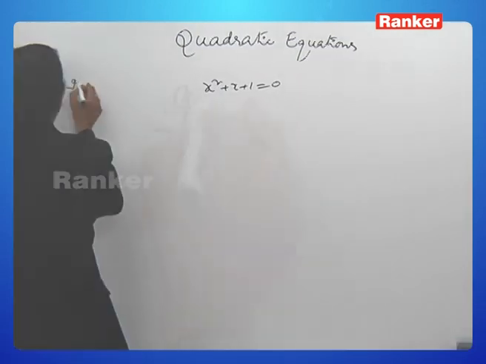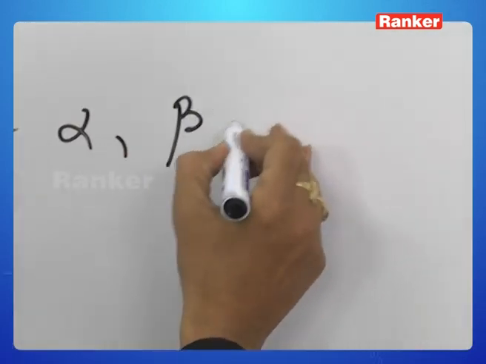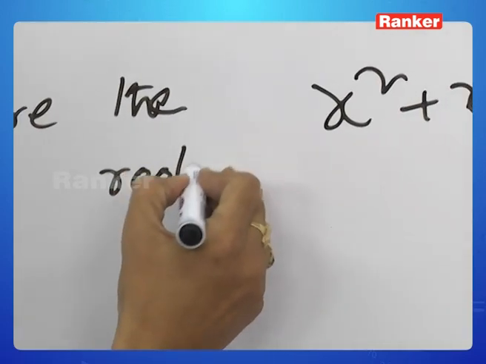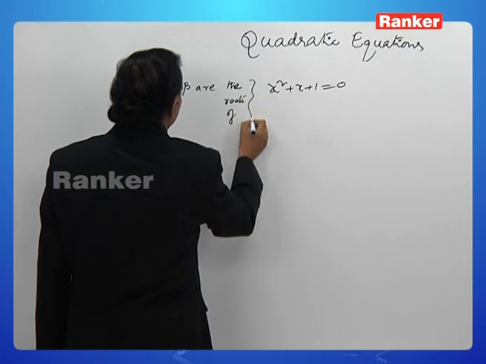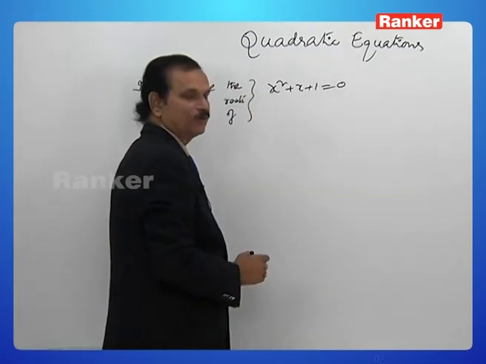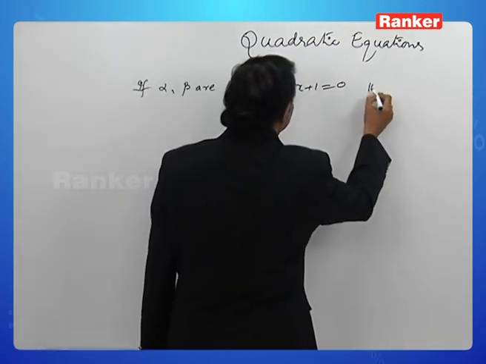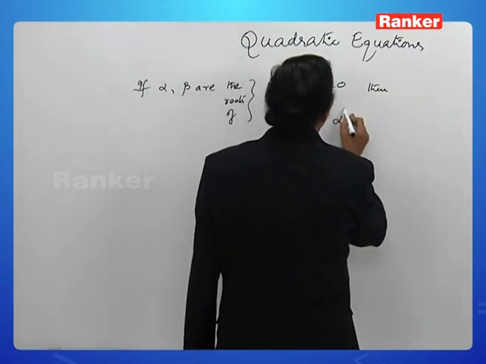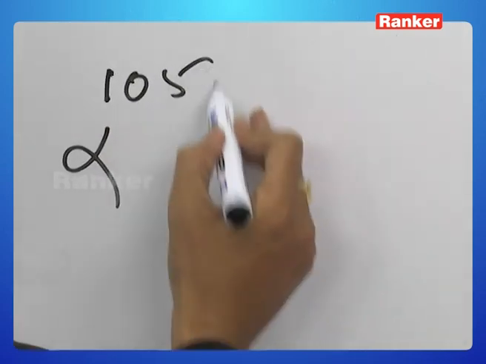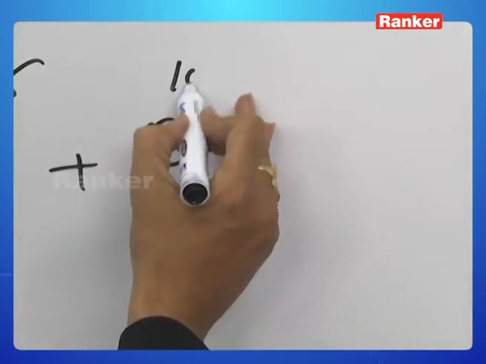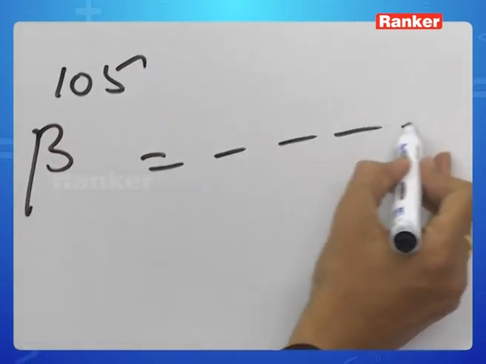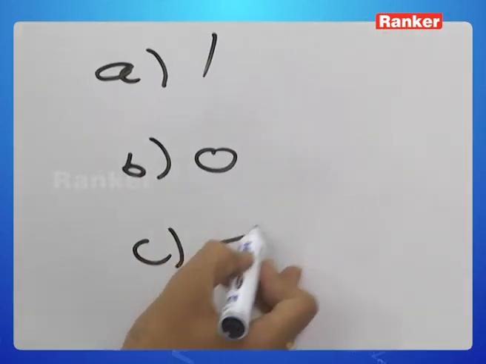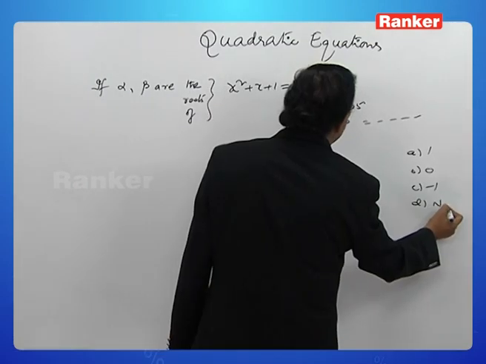If alpha, beta are the roots of x square plus x plus 1 is equal to 0, then alpha power 105 plus beta power 105 is equal to, first option 1, second option 0, third option minus 1, fourth option none.